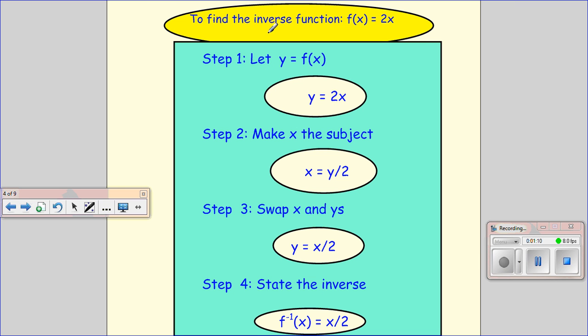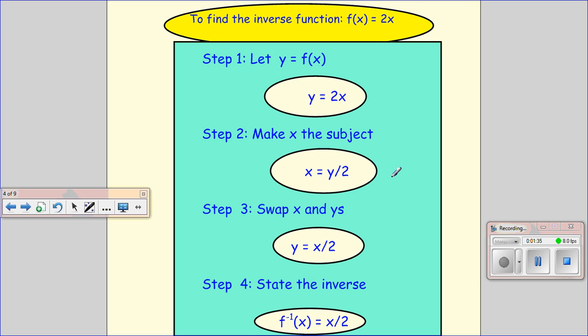Now, when you do these questions, there's a sort of process you want to follow, and although we can easily see that the inverse of this one would be x over 2, because it's multiplied by 2, the opposite of multiplication is division, you want to learn the process, you want to know the steps, and then when it's more complicated, you know what you're doing. So the first step is you let y equal your function, so y equals 2x.